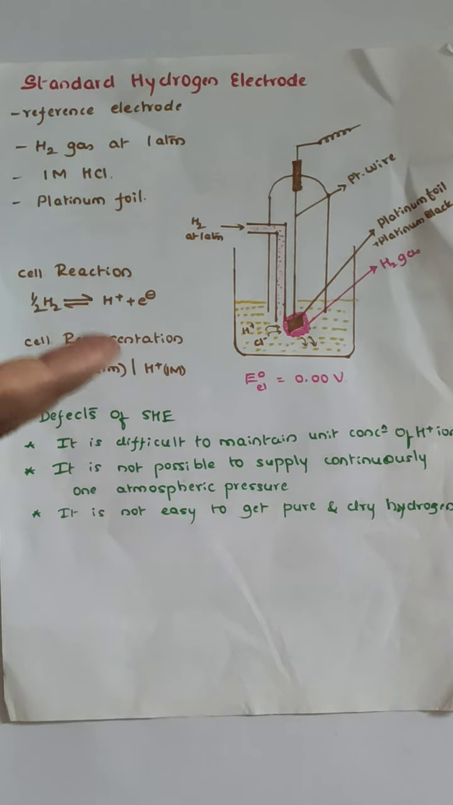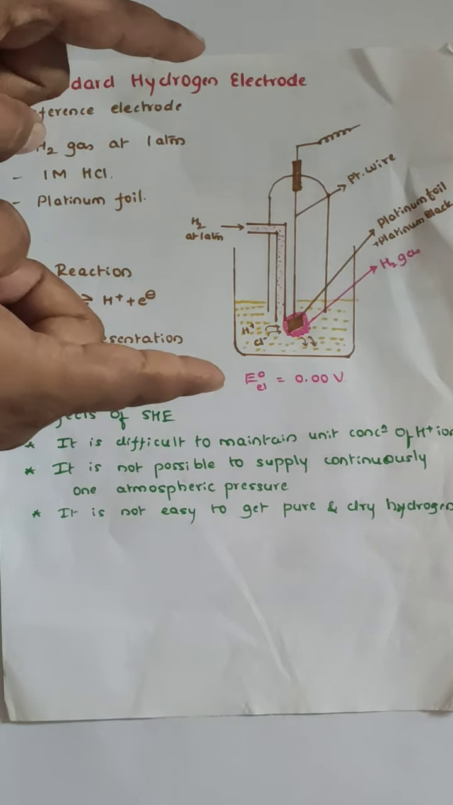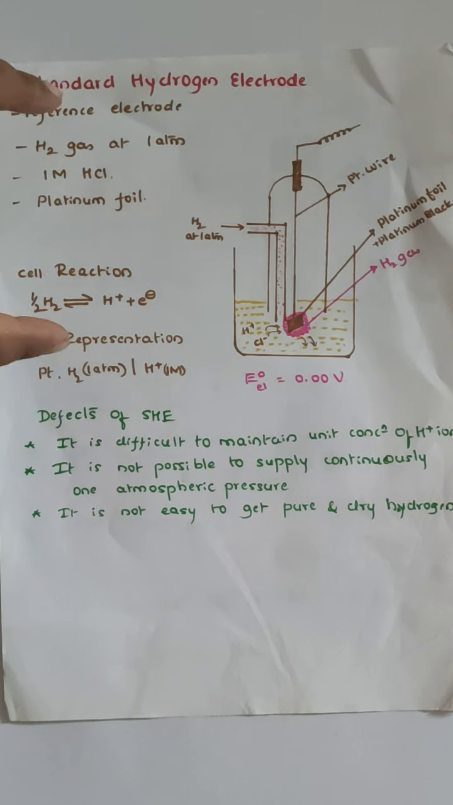This schematic diagram represents the standard hydrogen electrode. It consists of platinum foil suspended in the solution, which is coated with platinum black. Here is the inlet for the hydrogen gas at the side tube. Hydrogen gas is passed at 1 atmospheric pressure. In the beaker, we take a 1 molar solution of hydrochloric acid.